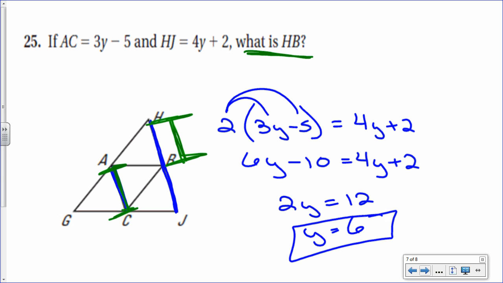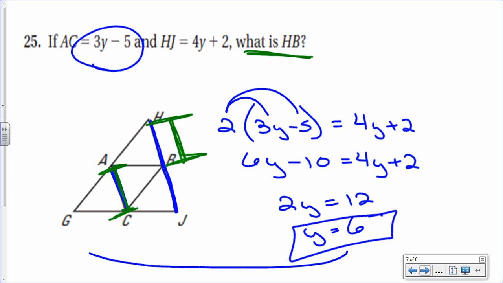So what I'll do is I'll use the equation for AC, which is right here, and I'll plug 6 in place of the y value right there. So 6 times 3 would give you 18, minus 5 would give you 13, guys. So the distance from A to C and H to B would be 13.